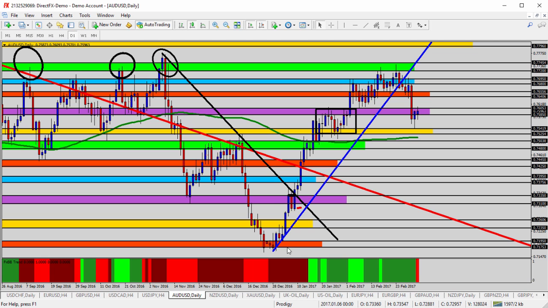AUDUSD, Australian versus US dollar, was an uptrend. Not too hard to see that. Found congestion at the green zone. We've spoken about that for weeks now. Falling off of there under the blue trend line, went down all the way back down to the purple zone, even touching back down to 75.40.